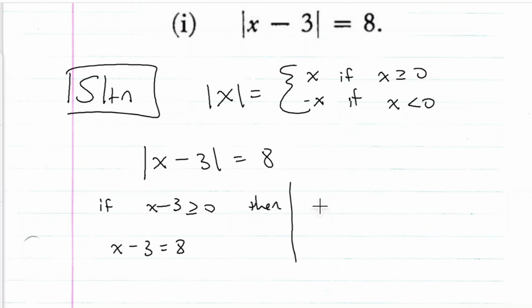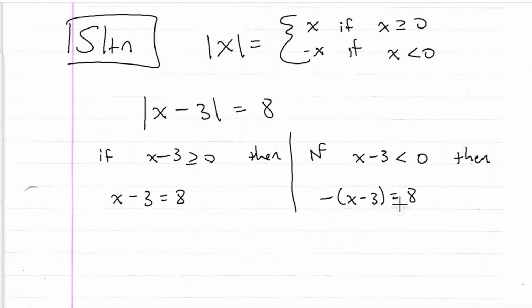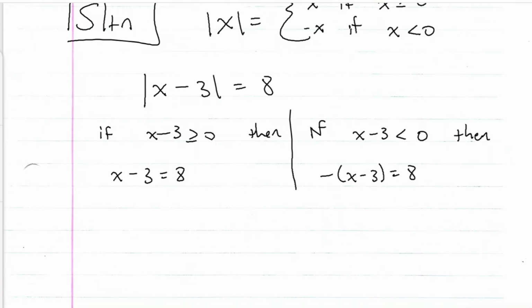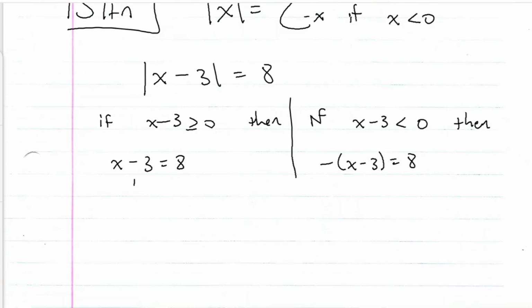And then you have, if x minus 3 is less than 0, then we have negative (x minus 3) is equal to 8. And so we have these two equations we need to solve in order to find the x's. For the first one, it's very simple. Just add 3 to both sides. Then you have x is equal to 11.